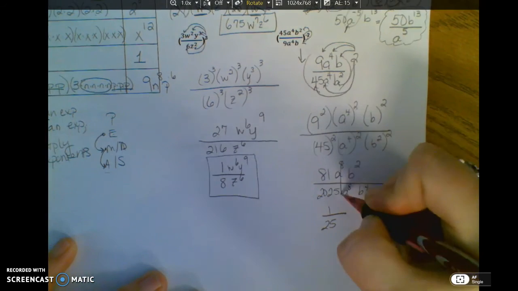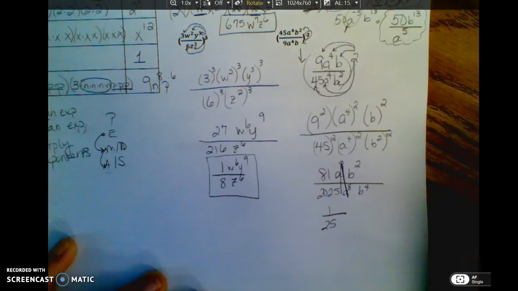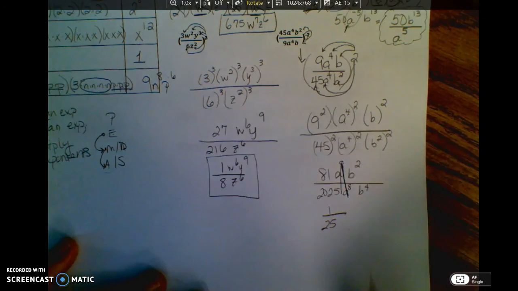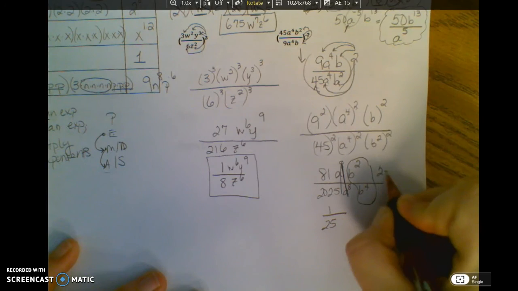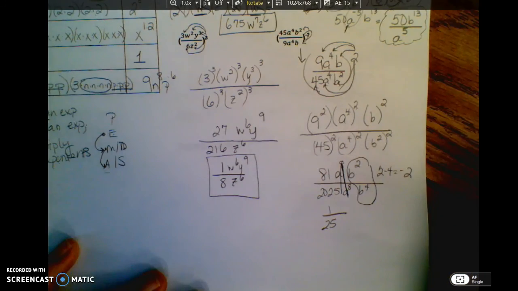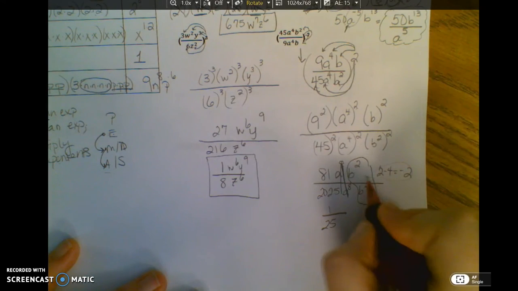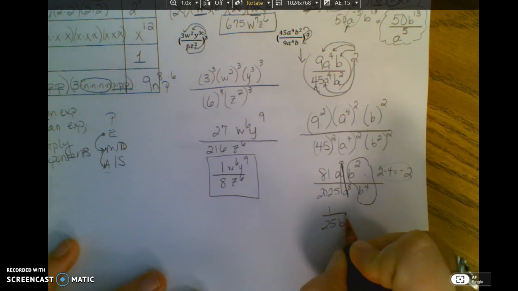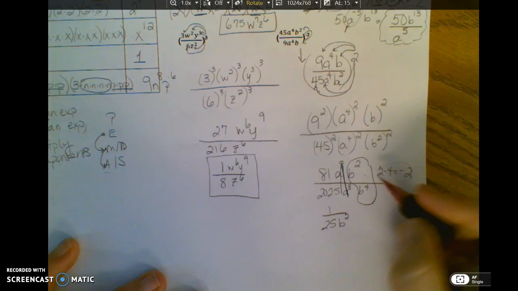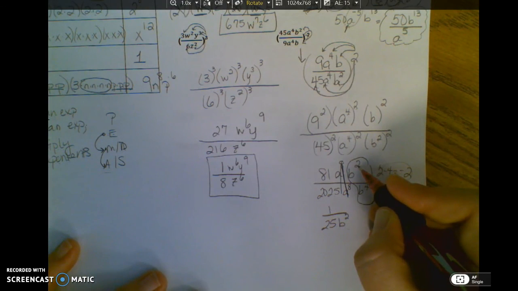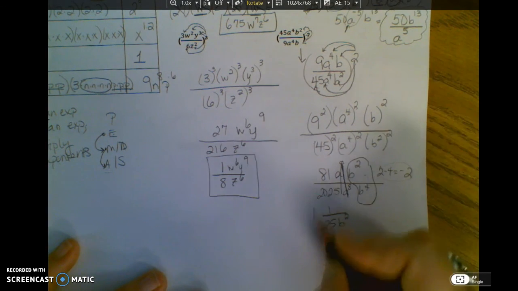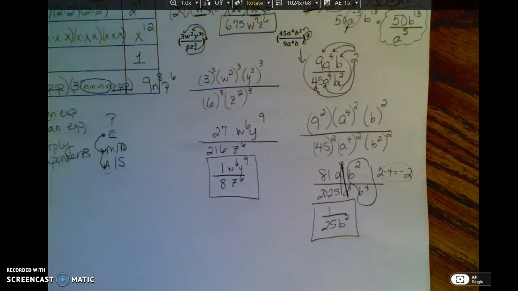Anything divided by itself is 1, so the a's are gone. Look at your b's. When I do 2 minus 4, I get a negative 2. That means it cannot be in the numerator, it must be in the denominator. Or you can say, hey, it's larger in the denominator, so 4 minus 2 is 2. Leave it in the denominator. However you like to think about that.